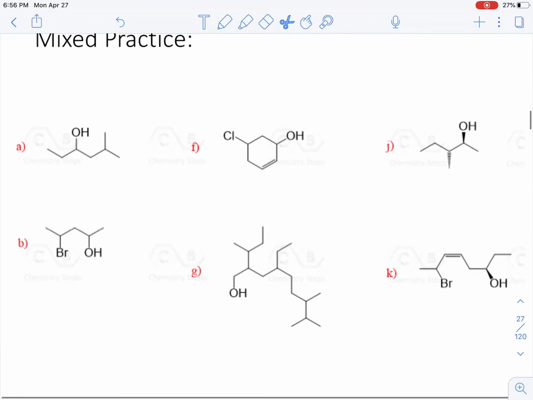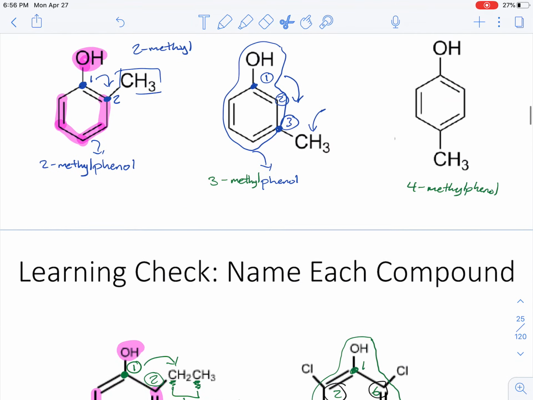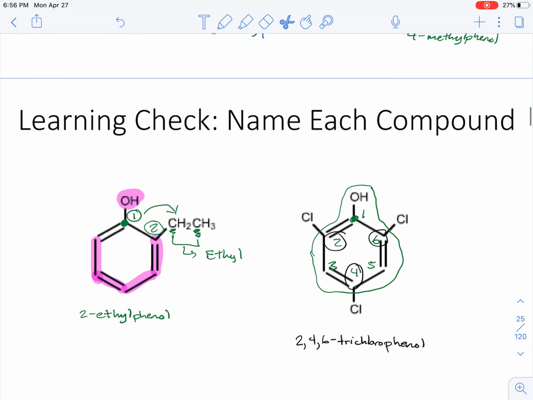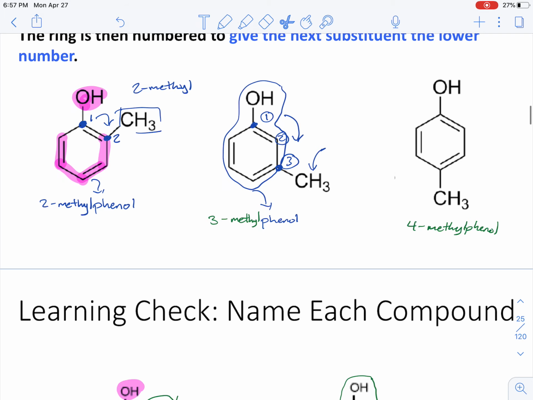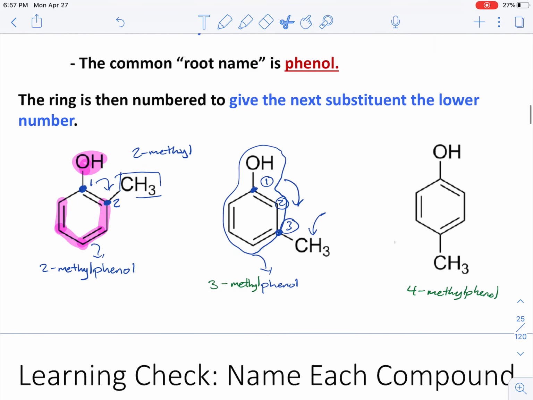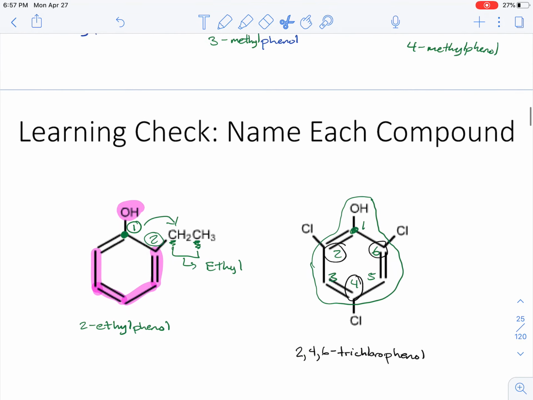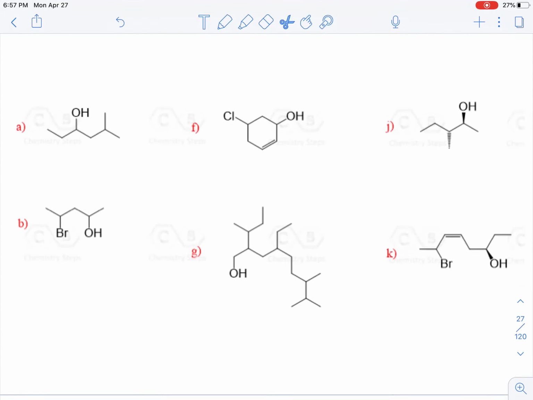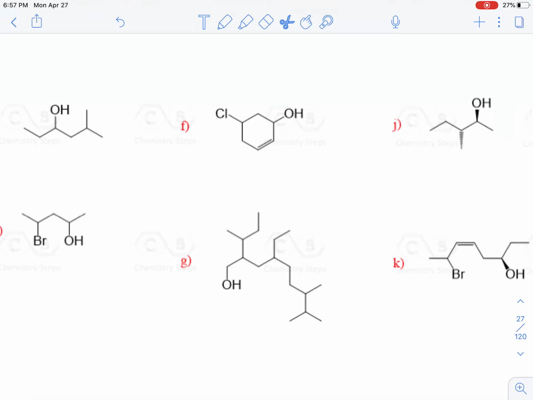All right. And so hopefully by going through these simple examples, it kind of refreshes your memory on how to name alcohols on benzene rings. Okay, so just keep in mind that the root name that you're going to be using is a phenol. So let's go ahead and look at some more complex structures here. So we'll do a couple for this example. The rest you guys can probably do on your own.